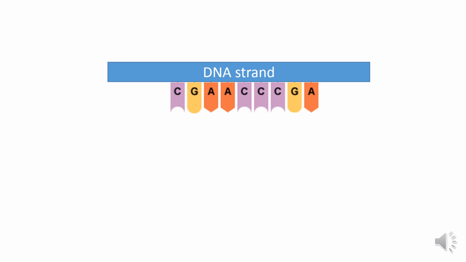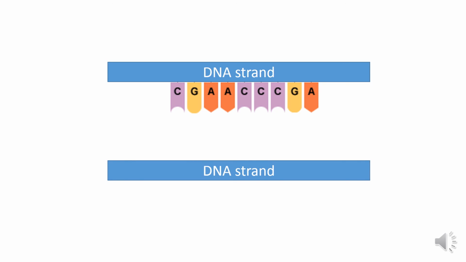So using that principle of complementary base pairing, write down what the sequence of nucleotide bases will be in the new DNA strand that will complementary base pair with a sequence of bases C, G, A, C, C, C, G, A.